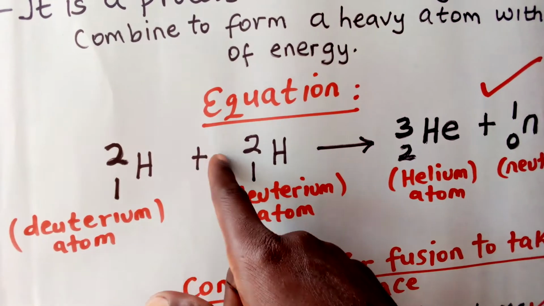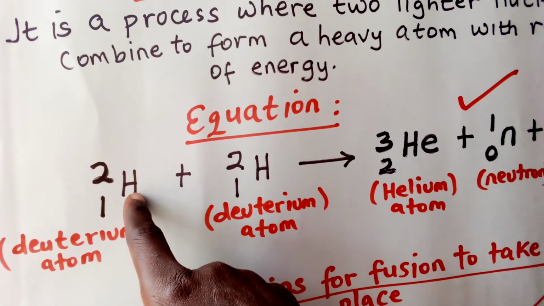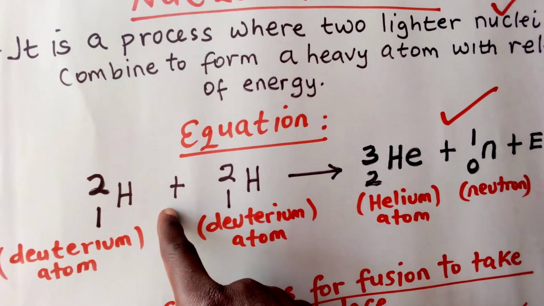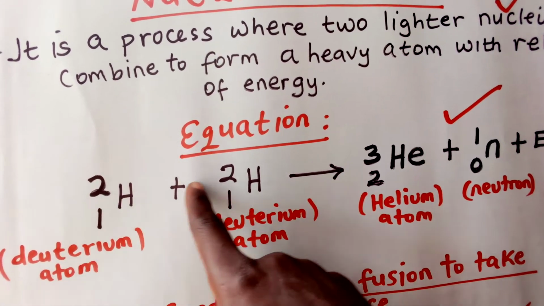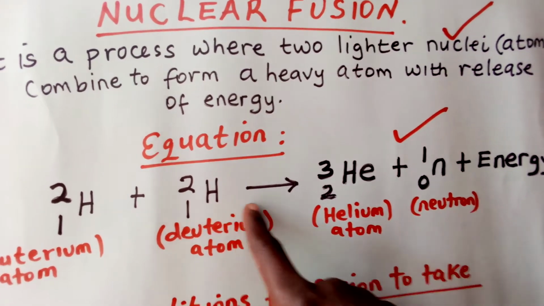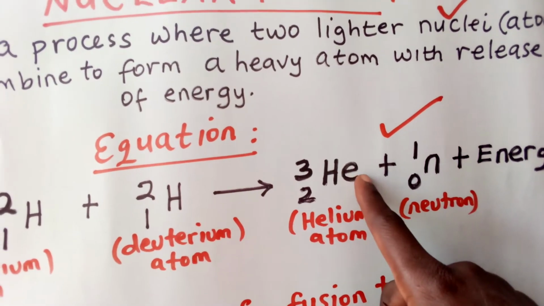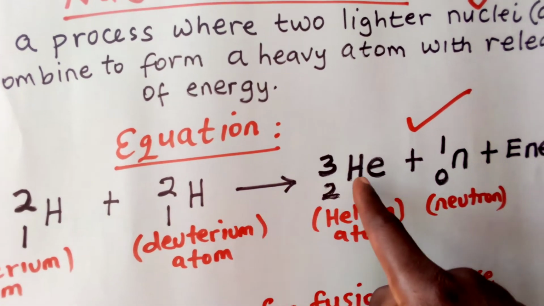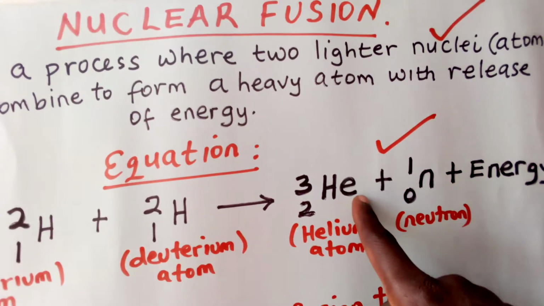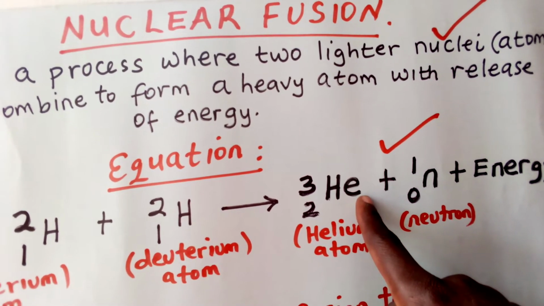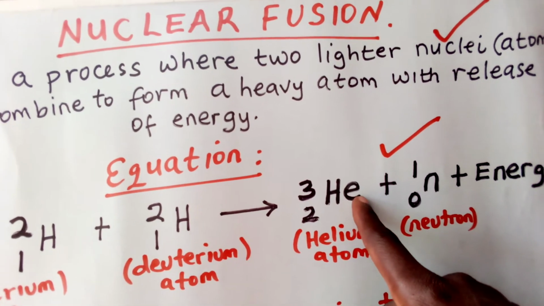We are combining them, we are adding them up. They are light atoms. We shall know why we are calling them light atoms. So when you join this deuterium atom together with this one, you end up with a helium atom. You see, this one is He. This is H, this one is He. He is also a chemical symbol which represents helium. If it is H, it is hydrogen. If it is He, it is helium.